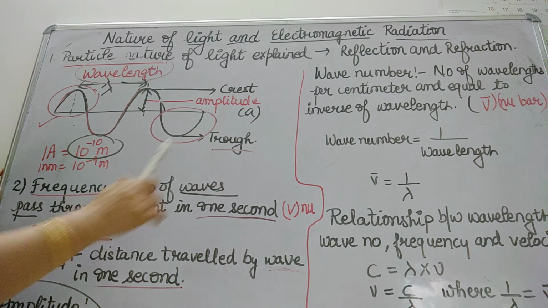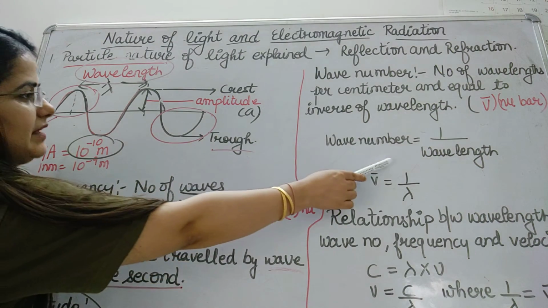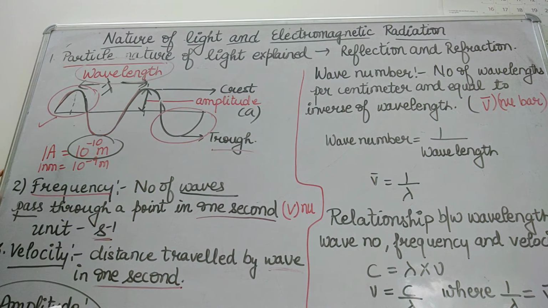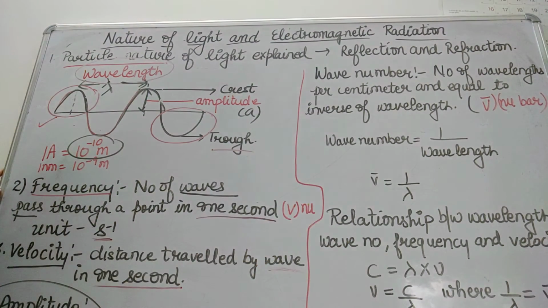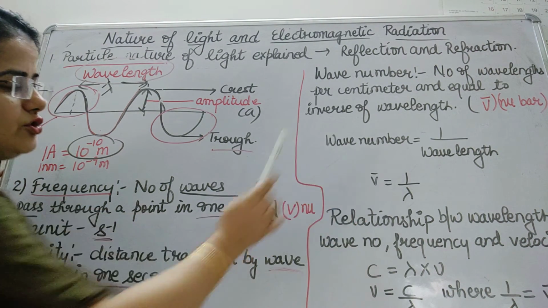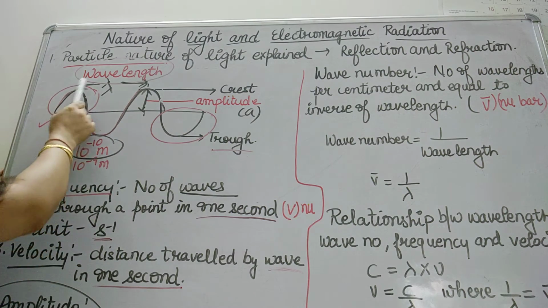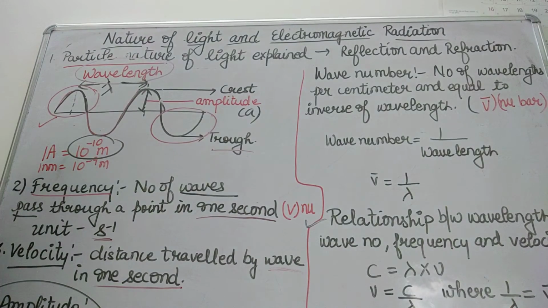Got it? And after that you can see wave number. What is wave number? The number of wavelengths per centimeter, equal to the inverse of wavelength. It means how many wavelengths are there per centimeter, and it is inversely proportional to wavelength, and you denote it with mu bar. Okay, this is mu bar, inversely proportional to lambda, and lambda is the wavelength.